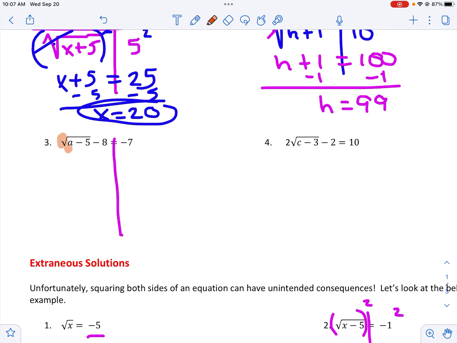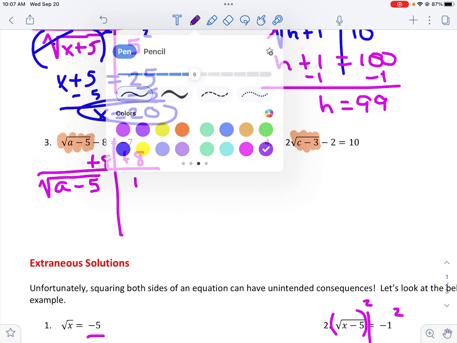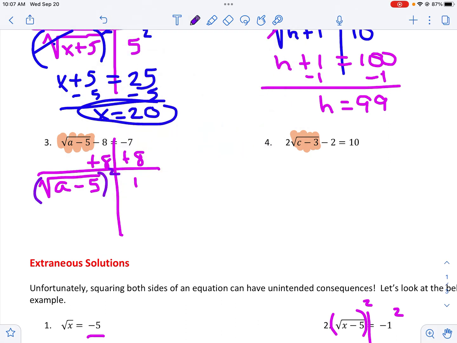So again, the first thing I'm going to do is isolate the square root and see what has to move. So in question 3, again, it's very similar to the ones we did up above. Go ahead and add your 8. I get a positive 1. And again, we're going to take it to the second power. And that's going to give me a minus 5 equals 1. You add your 5, you get a is equal to 6.